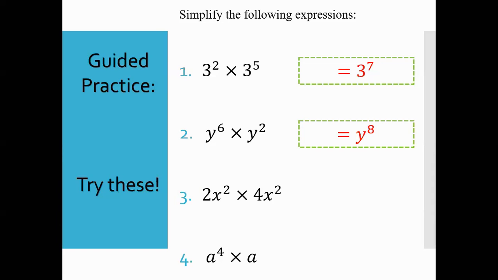Third example, I have numbers and letters. So when you have numbers and letters, you can simplify the numbers, or in this case, the coefficients. That's what the numbers in front of letters are called, coefficients. You can multiply them. So 2 times 4 is going to give me 8. And because the x's have the same base, we can add the exponents. So my final answer is going to be 8x to the power of 4.